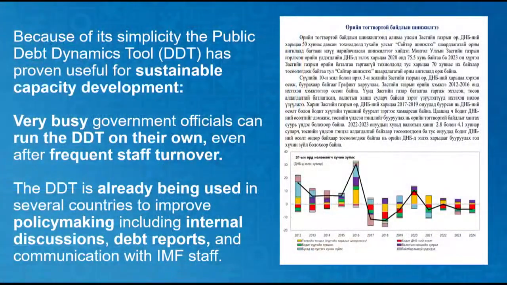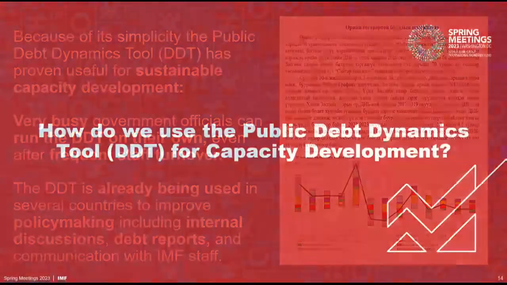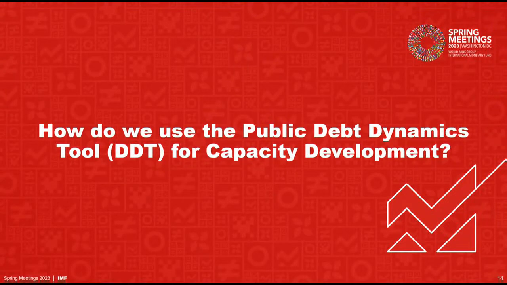Because of its simplicity, the DDT has proven useful for sustainable capacity development. Very busy government officials are able to operate the DDT on their own, even after high staff turnover. Moreover, the DDT is already being used by several countries to improve their debt projections and their policy making, including producing debt reports and improving their communications with the IMF. Now, Leo will present how we use the public debt dynamics tool for capacity development.